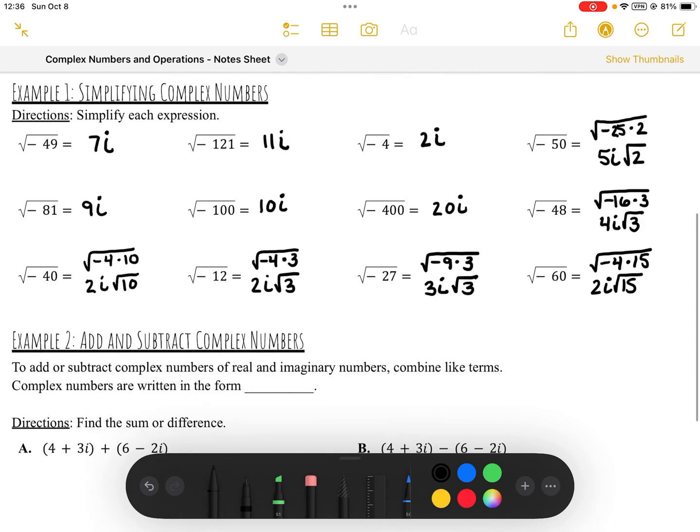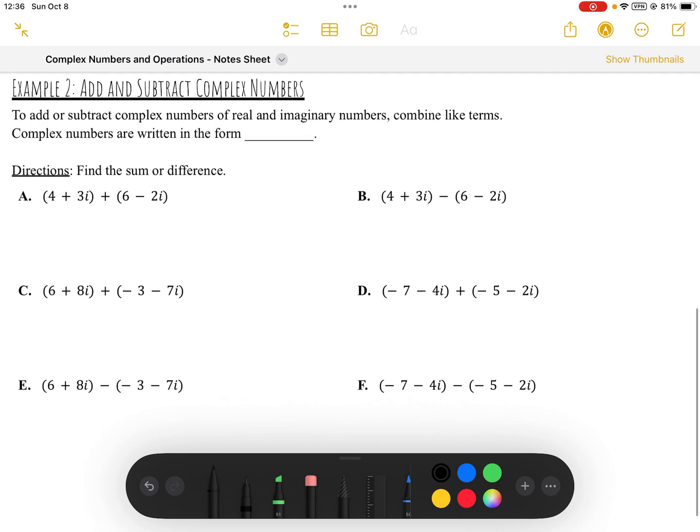So for example 2, we are going to add and subtract complex numbers. To add and subtract complex numbers of real and imaginary numbers, you're going to combine like terms. So essentially you're going to treat i like a variable. But we'll learn in examples 3 and 4 that when we have certain versions of i, you're going to have to simplify it a little bit further. Complex numbers are always written in the form a plus bi. So a and b are just going to be numbers. What this means is whenever you write your final answer, the term with i in it will come last.